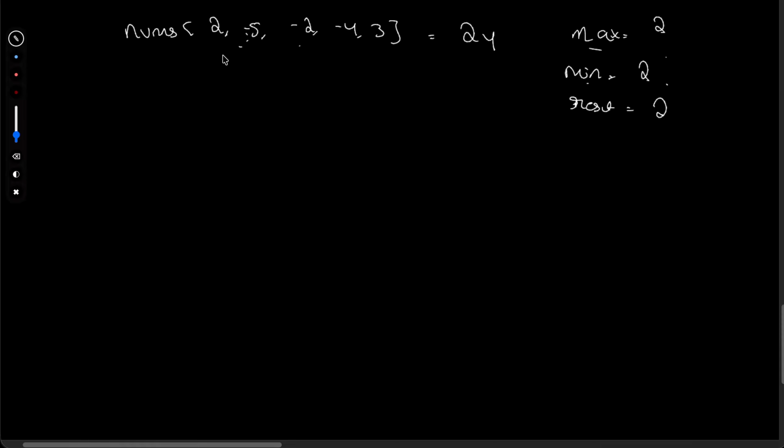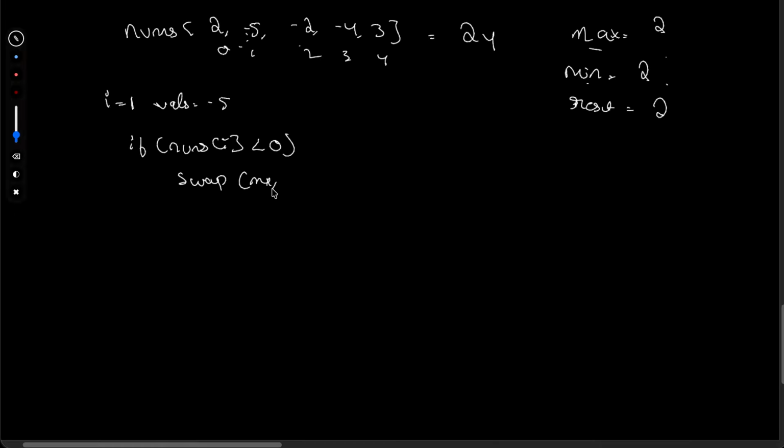Okay, so indices 0, 1, 2, 3, 4. Okay, i is equal to 1 and the value is negative 5. So see, if nums[i] is less than 0, then swap max and min. Right now max is 2, min is 2, so swap does not change anything, both are the same. Next, now we update.